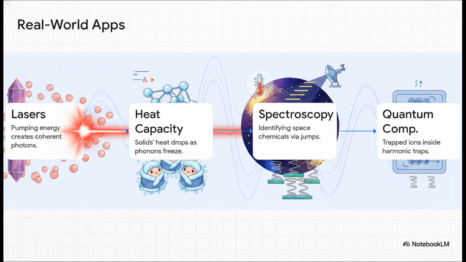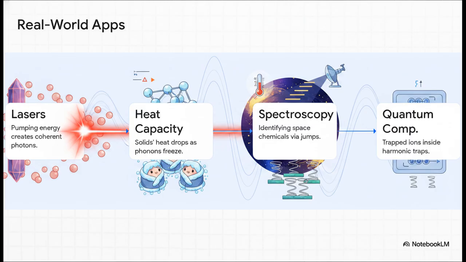Number 3, molecular spectroscopy. Because molecular vibrations have perfectly even energy steps, molecules only absorb very specific frequencies of infrared light. By measuring those absorption jumps, we can literally identify which chemicals are floating around in deep space. And number 4, quantum computing. Modern quantum computers trap ions inside harmonic potential fields. The vibrational states of those ions inside the bowl are used as qubits to perform quantum calculations.